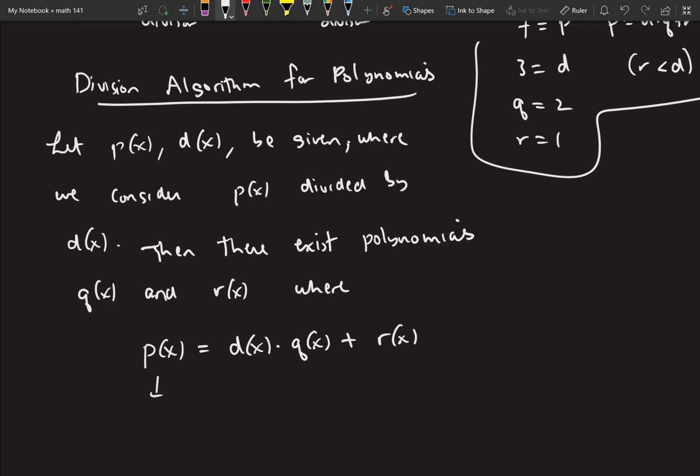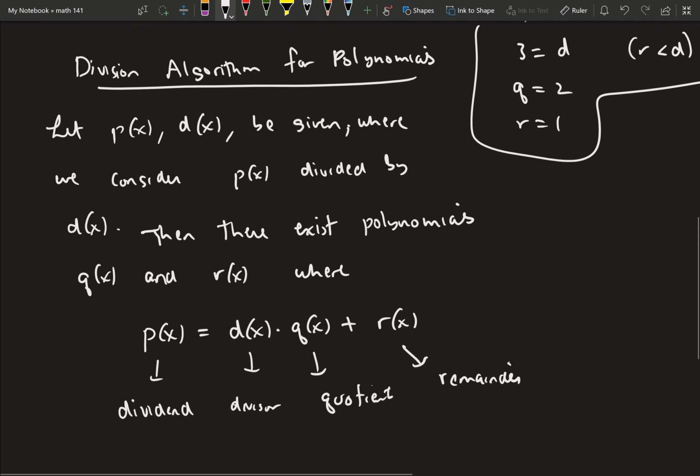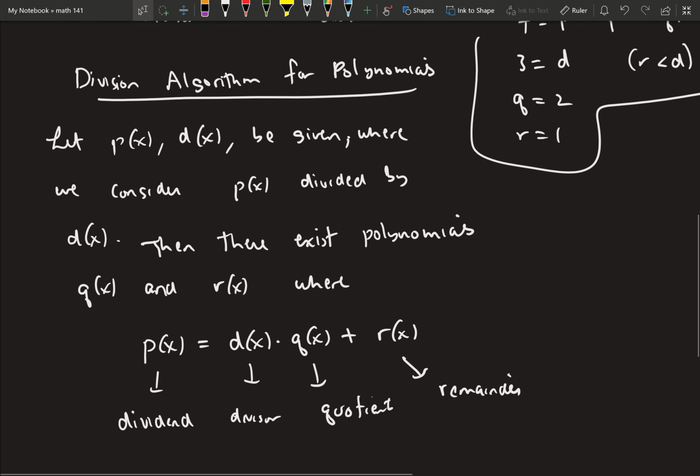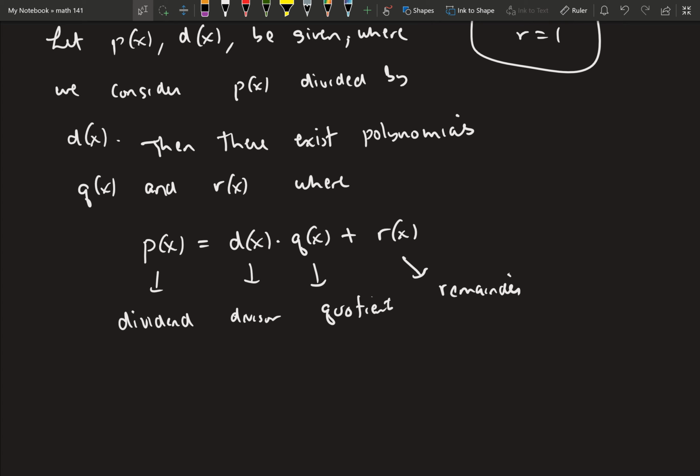again, you can think of it in the same way. Here is our dividend. This is our divisor. This is our quotient. And this is our remainder. And remember in the numeric case, we had this situation where r was less than d. Well, it doesn't make sense really to say a polynomial is less than another polynomial, but what does happen is the degree of r of x is going to be less than the degree of d of x here.